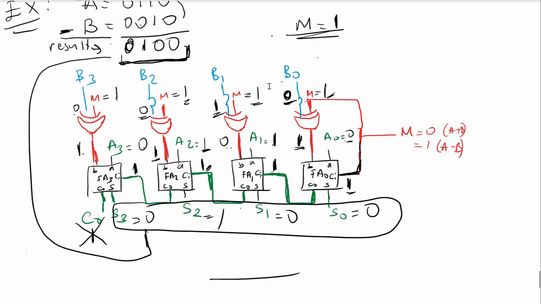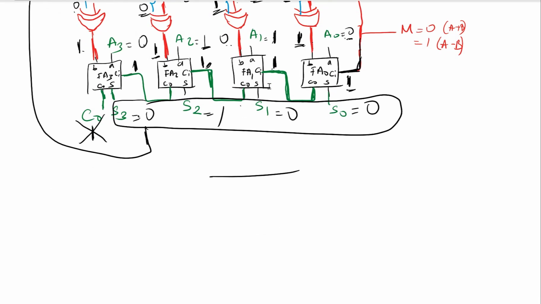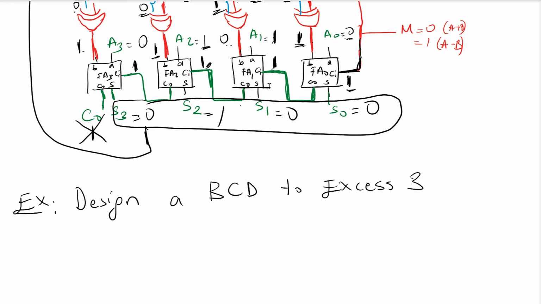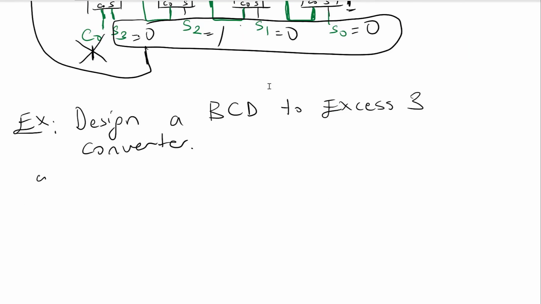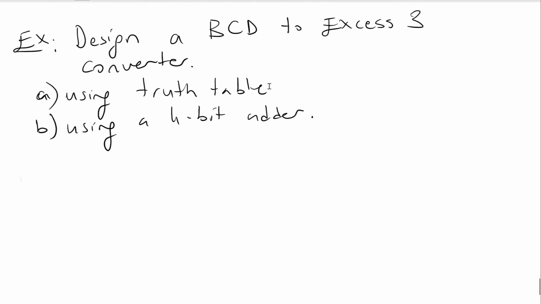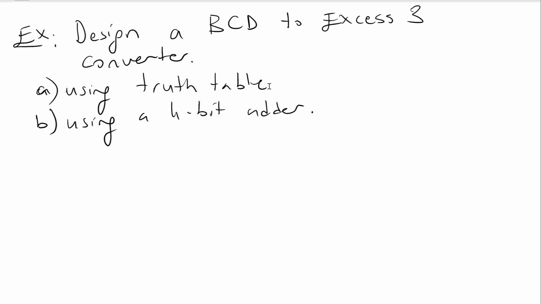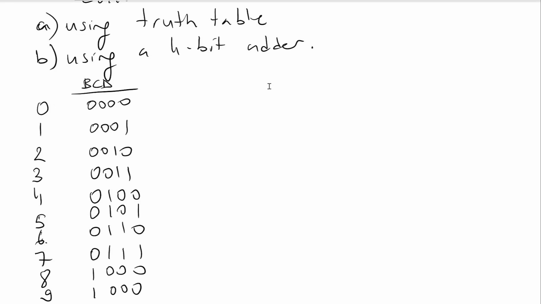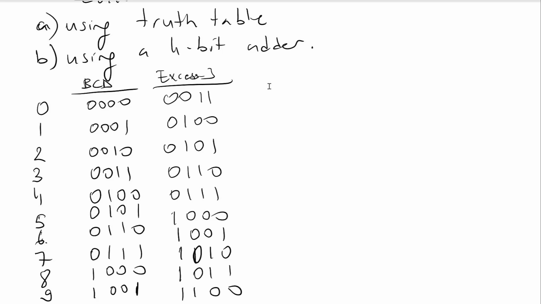Okay, now let's design a BCD to XS3 converter. Example, design a BCD to XS3 converter. The first method, we should do it using the truth table, and the second part we should do using a 4-bit adder. As you will remember, in BCD we were representing the decimal digits. So this is our BCD code, and in XS3 all we need to do is add 3 to this, right? So this is 3, this is 4. So this is XS3.